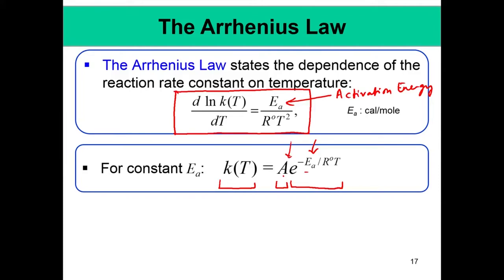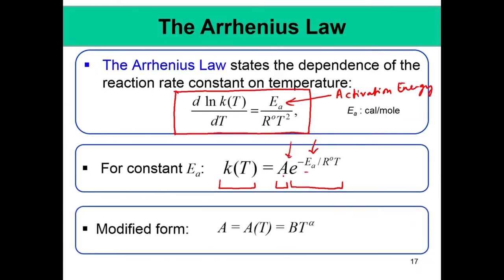In the modified form, A also depends on temperature in some cases, and then you can decompose A into a constant B and T to the power of alpha, where alpha is a constant. So now we have three constants. To have a comprehensive reaction mechanism of combustion, we need to first know what species are being formed, what reactions are involved, and then we need to know A or B, alpha and Ea.